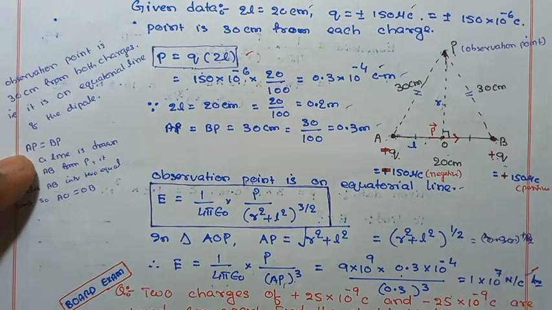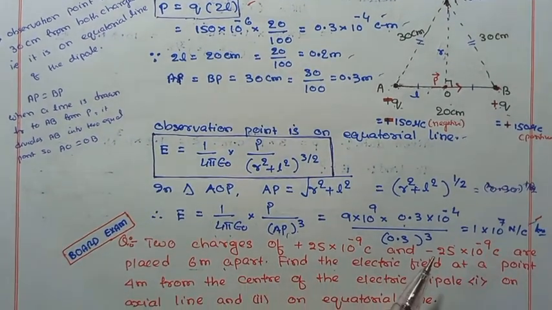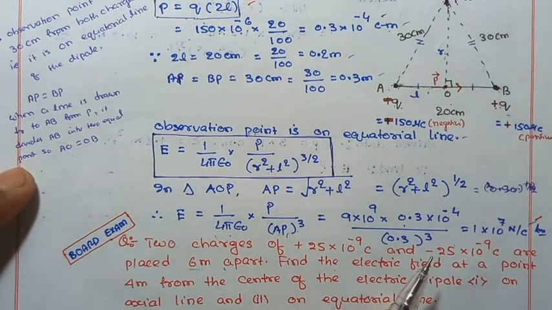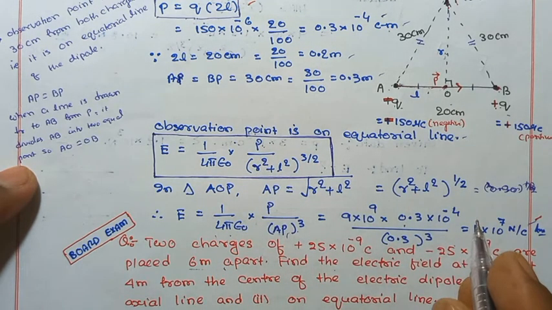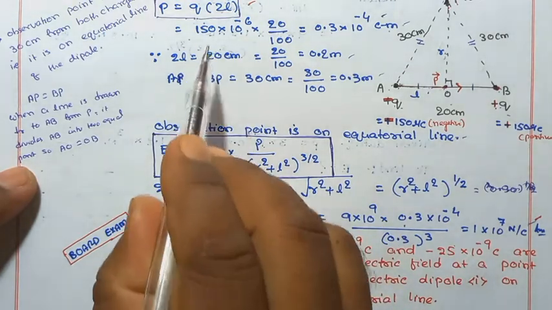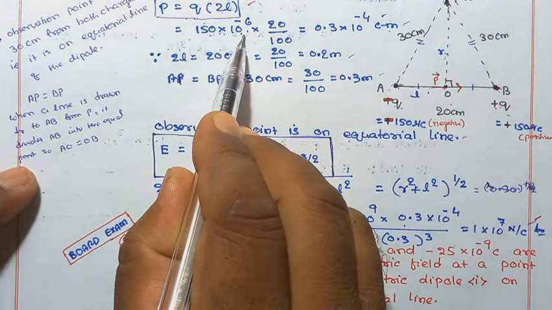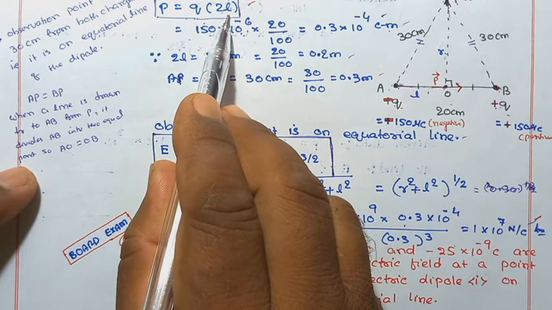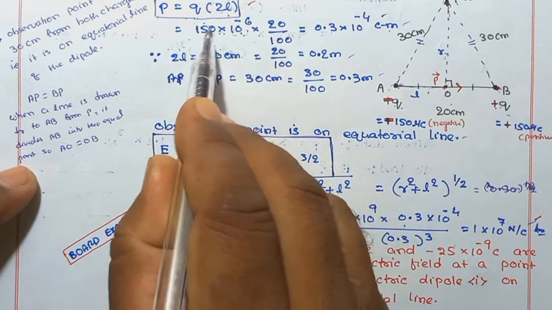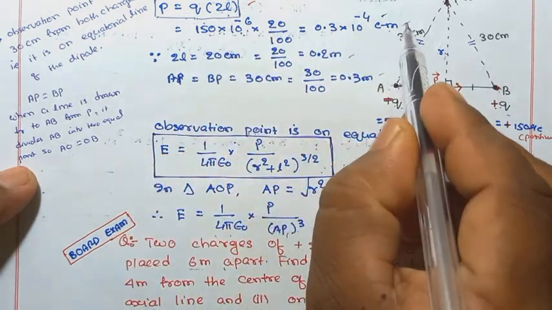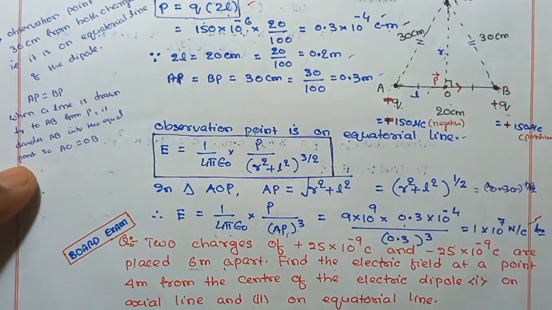Therefore, we will use the formula E is equal to 1 by 4 pi epsilon 0 into P by (r square plus l square) to the power 3 by 2. P is the electric dipole moment. So this electric dipole moment P is equal to Q times 2l. The magnitude of Q is 150 into 10 power minus 6, and 2l is 20 centimeter. So we convert this 20 centimeter into meter, dividing by 100. After solving this, we will get 0.3 into 10 power minus 4 coulomb meter. Okay.